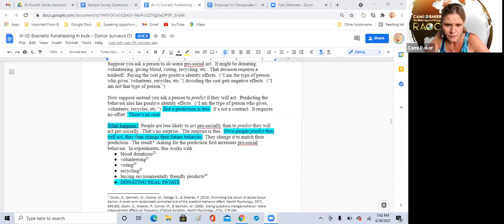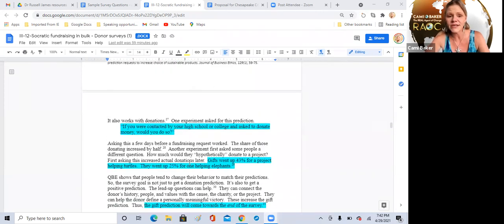So, for example, once people predict they then change their future behavior. They change it to match their prediction. The result, asking for the prediction first increases pro-social behavior in experiments. This works with blood donations, volunteering, voting, recycling, donating real estate. I added that part. That's not Dr. James, but it's an example.